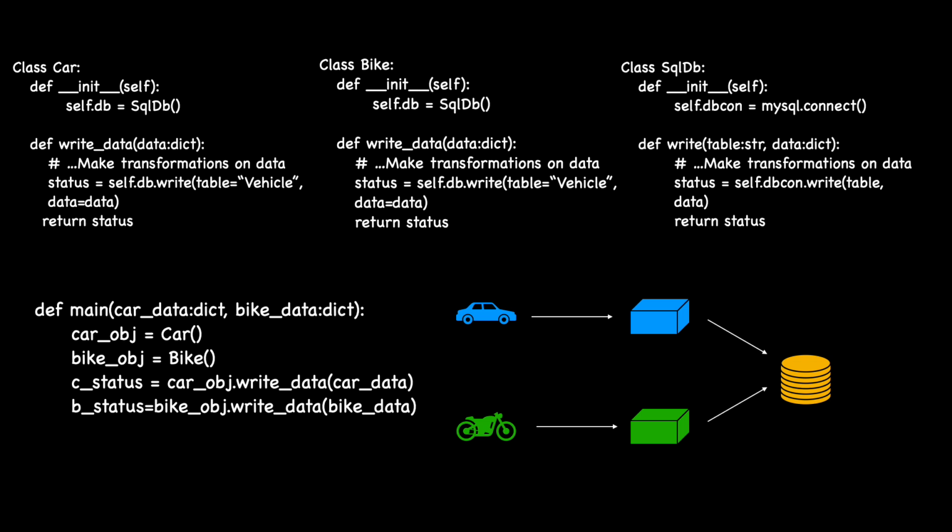Now, what is the real problem in this design? The problem is, why do we need two separate objects in the memory to do the same task of writing into the database or any operations related to the database? Why can't the bike object use the SQLDB instance which is created by the car object and write into the database? So these kinds of situations can be handled by singleton pattern. I hope you got a clear idea why we need a singleton pattern in this kind of situation.